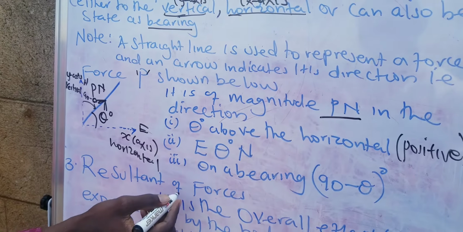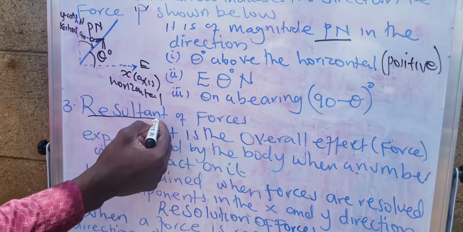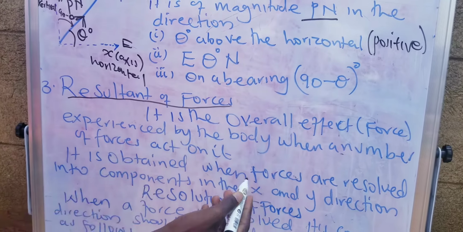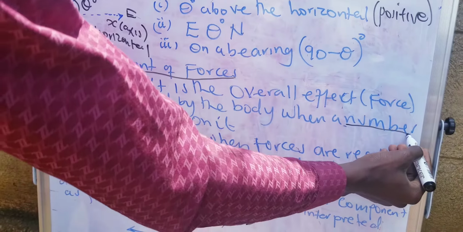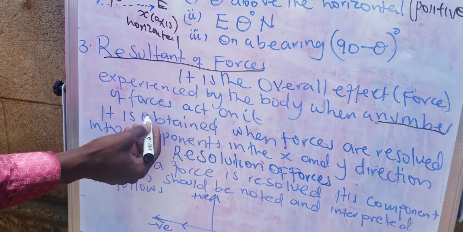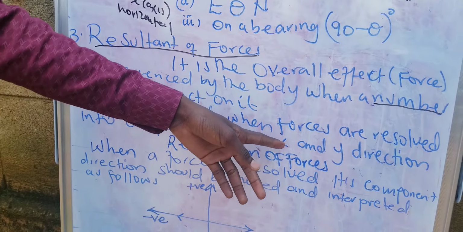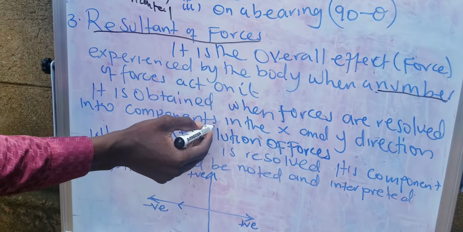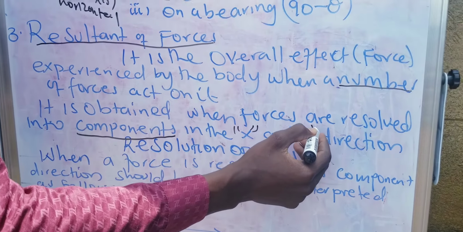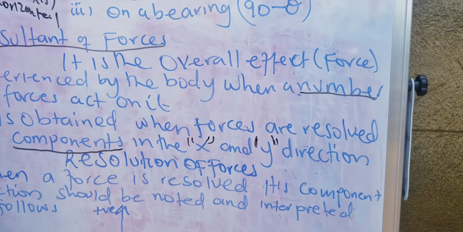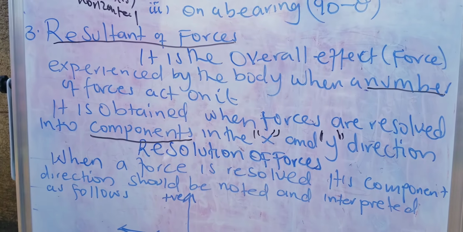Our third term is the resultant of the force. It is the overall effect. When we talk about resultant of a force, it is the overall effect experienced by the body when a number of forces, in this case we shall have more than one force, act on a particular body. So it is obtained when forces are resolved into what we are going to be calling components in the x and y direction. So whenever we have more than one force, we first have to resolve them into the x and y direction in order to get their resultant.